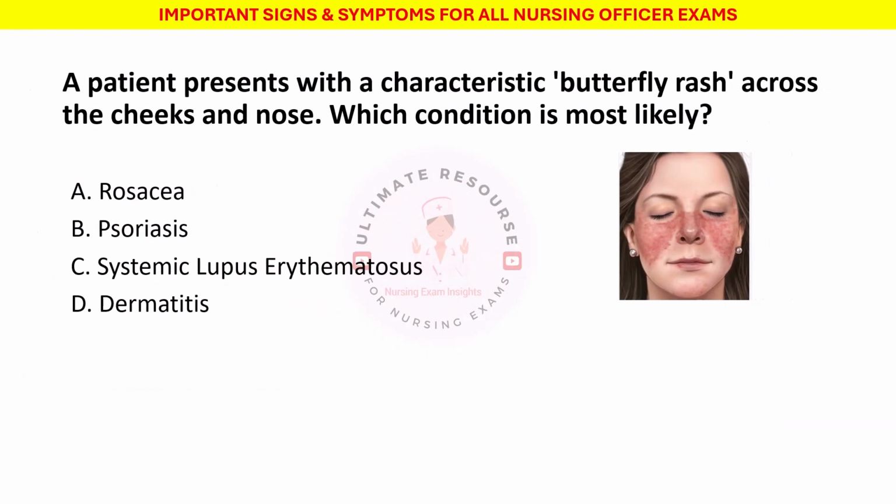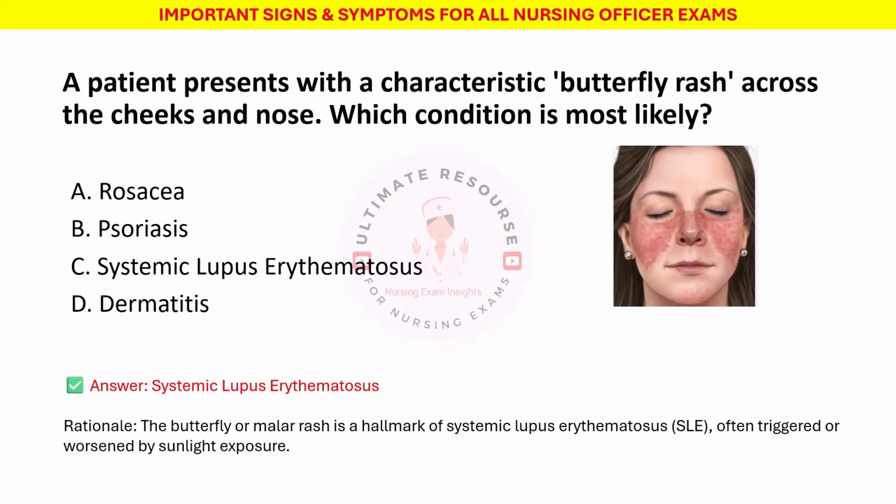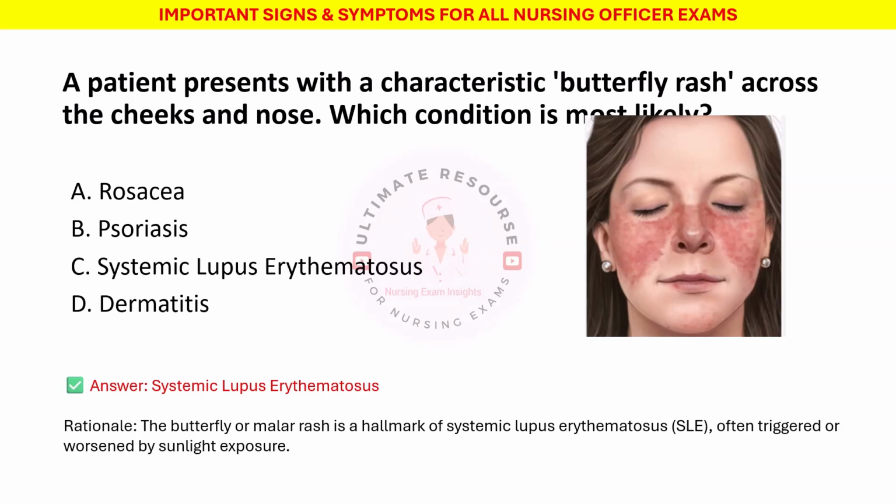A patient presents with a characteristic butterfly rash across the cheeks and nose. Which condition is most likely? Options are A. Rosacea, B. Psoriasis, C. Systemic lupus erythematosus, D. Dermatitis. The answer is C. Systemic lupus erythematosus. The butterfly or malar rash is a hallmark of systemic lupus erythematosus, often triggered or worsened by sunlight exposure.